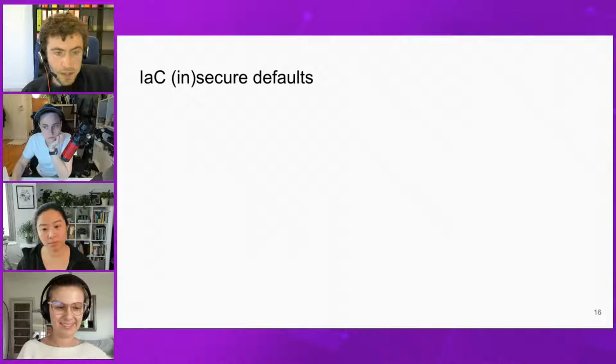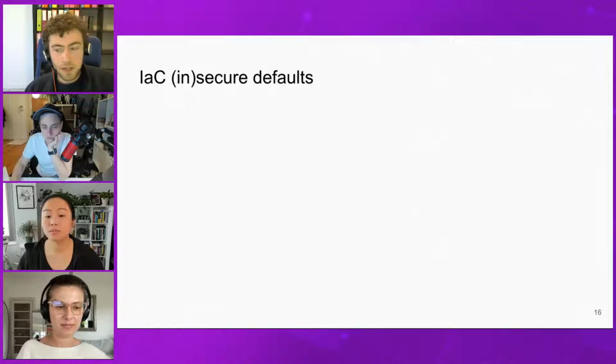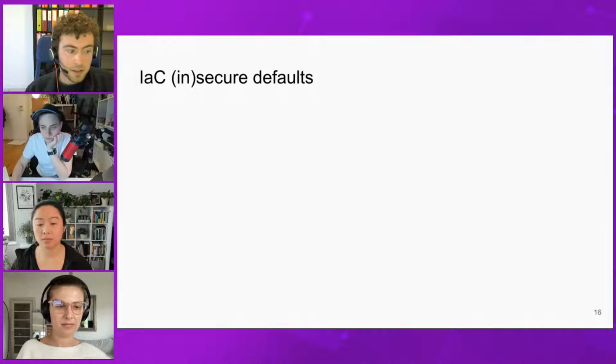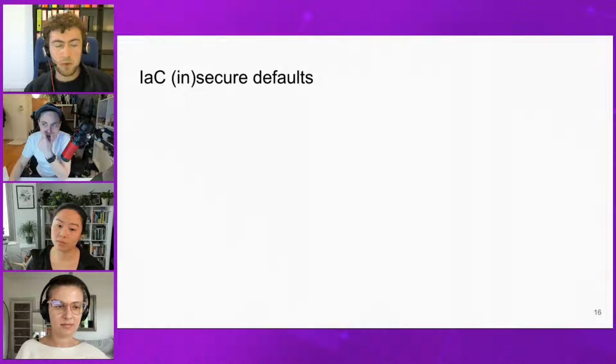Clint Gibler is the maintainer of TLDRSec, and he likes to talk about insecure or secure defaults. Basically, the point is that if we have insecure defaults and we try to fix the vulnerabilities instead of the defaults, we are just going to end up playing whack-a-mole, fixing vulnerabilities and waiting for them to reappear because we didn't fix the root cause. And a lot of it is also applicable to infrastructure as code.